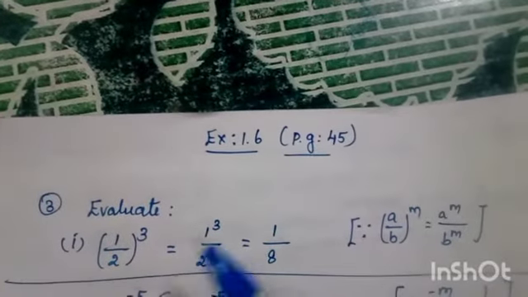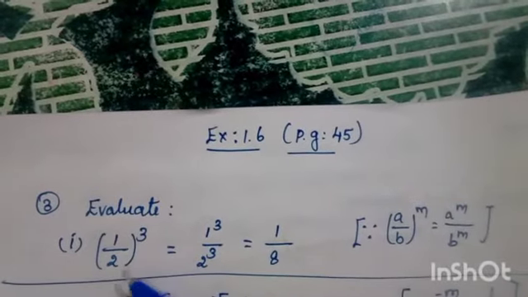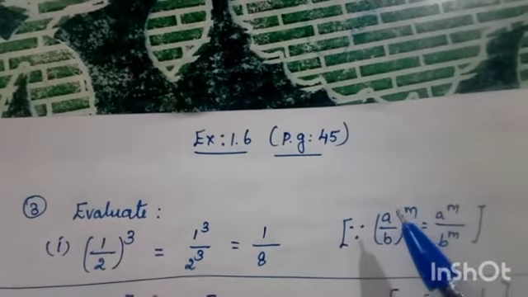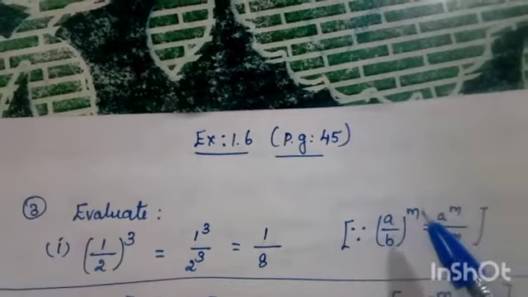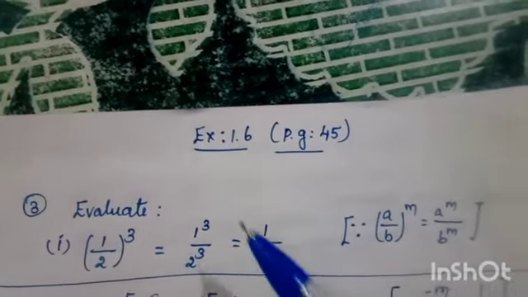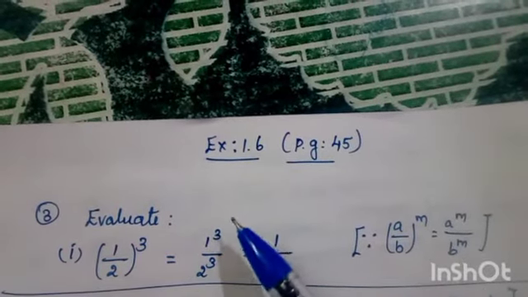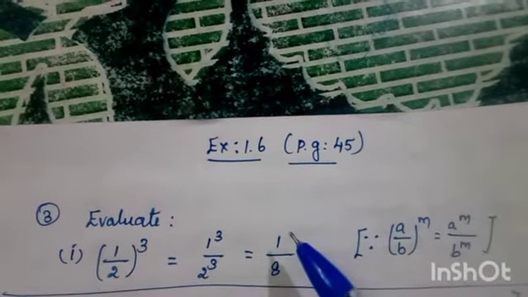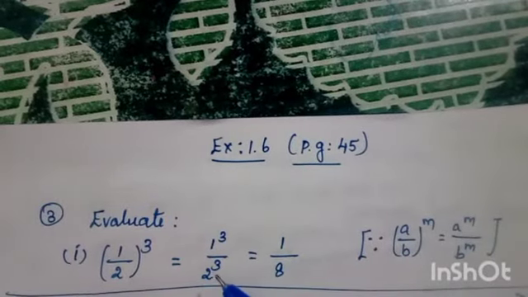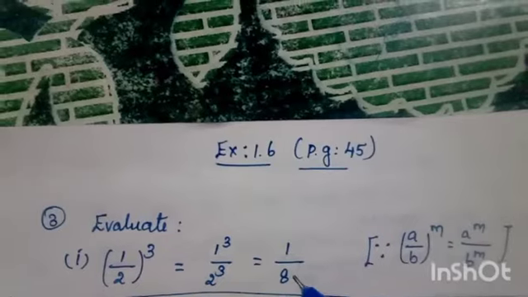The first problem, 1 by 2 whole cube. For this we use the rule a by b whole power m equal to a power m by b power m. So that is equal to, since the cube is common for both numerator and denominator, 1 cube by 2 cube. That is equal to 1 cube value 1, 2 cube value 2 into 2 into 2, that is equal to 8. This is the answer.